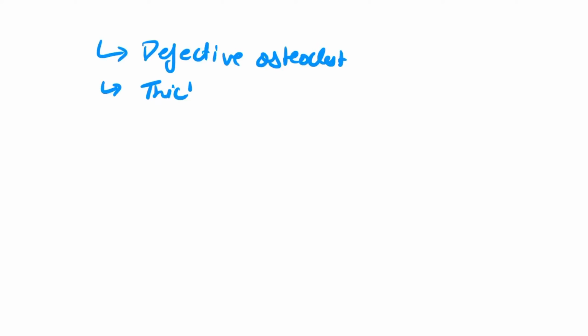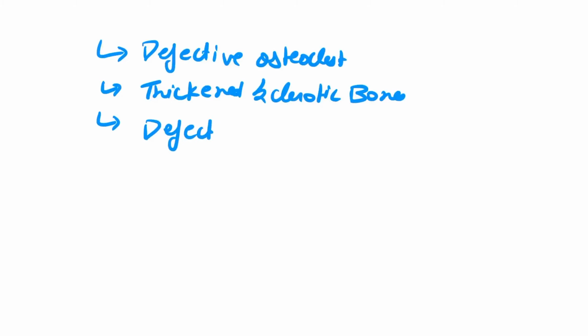Okay, so coming on to the features of osteoporosis. First is defective osteoclast, as I already have written over there. And there will be thickened, sclerotic bones, and there will be defective remodeling of the bone, remodeling of woven bone, newly formed bone.